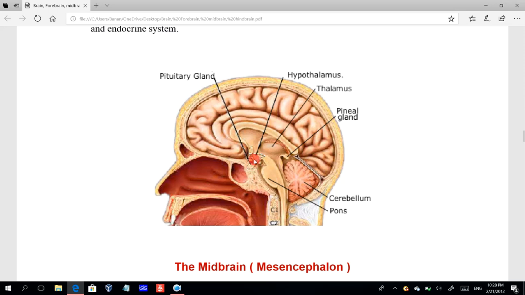So this hypothalamus is considered an endocrine structure. It secretes hormones that affect and control the secretions of the hormones that are released from the pituitary gland. The pituitary gland gives us many hormones, and these hormones from the pituitary gland are under the control of the hormones that are secreted from the hypothalamus.